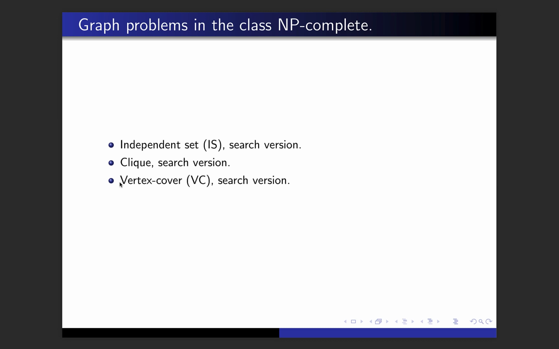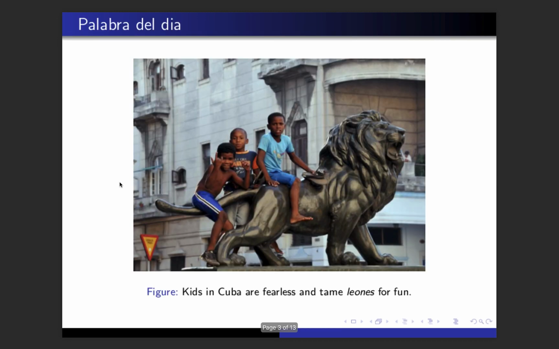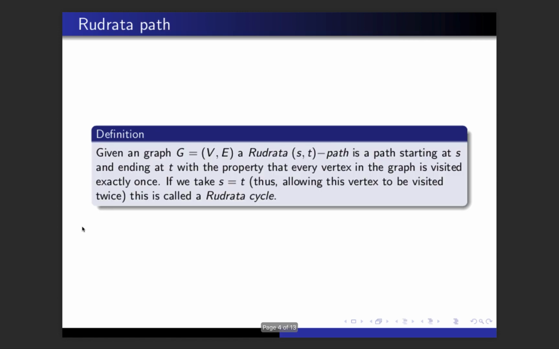And also because I wanted to give you the word of the day, and I cannot do that in Professor Svigoda's video, so I want to do it now, and then we will talk about Rudrata cycle. The word of the day is leones, and this picture shows you how kids in Cuba are fearless, and they actually tame lions for fun. So now that you know that you should not mess with Cuban kids, let's talk about our problem, Rudrata's path.